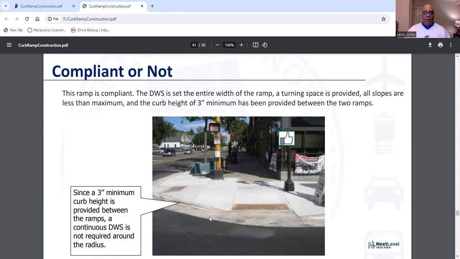Your curb height of 3-inch minimum has been provided between the 2 ramps. Here's ramp 1, here's ramp 2, and here's your curb. It's a minimum. And since the curb cut has been provided, a continuous DWS is not required. And generally, when you have a turning space, you don't need it.